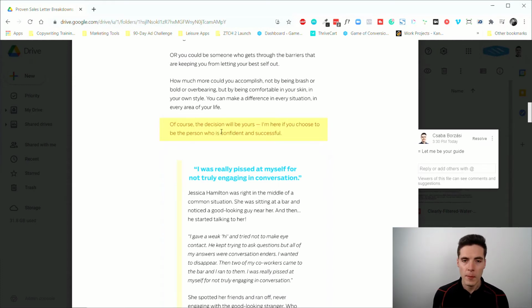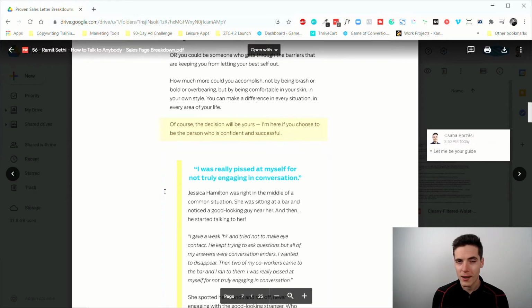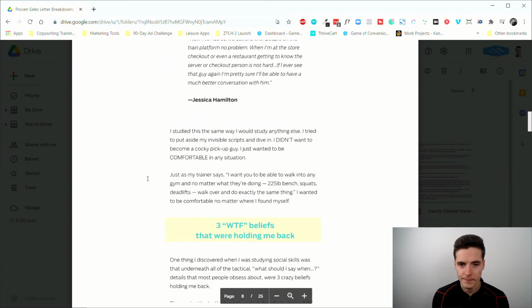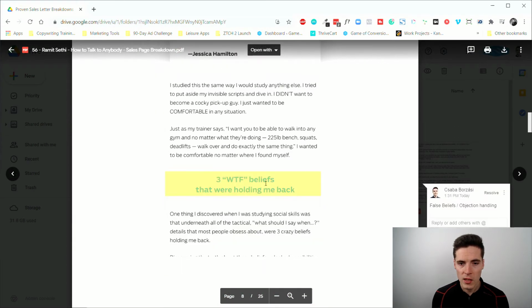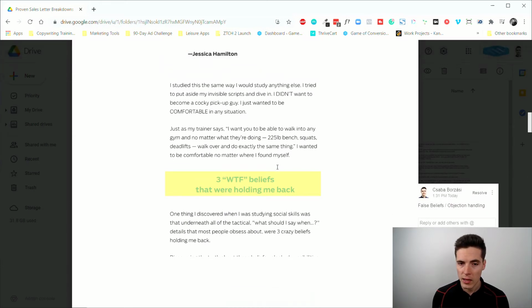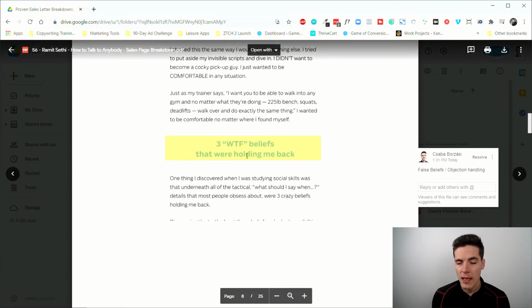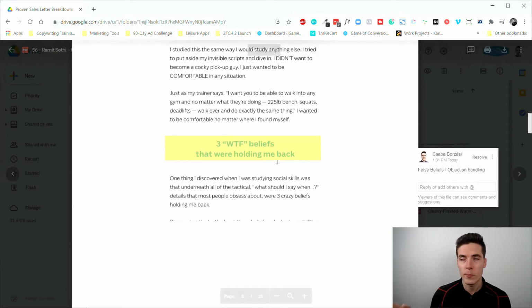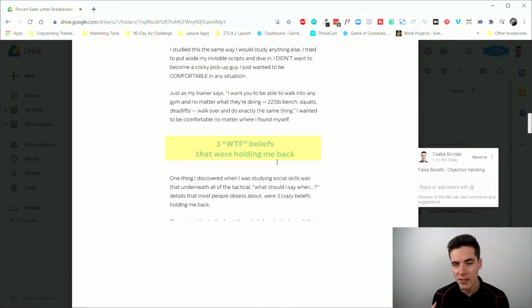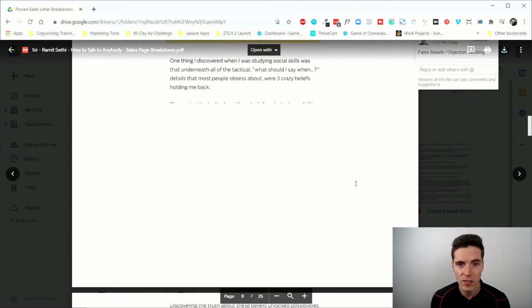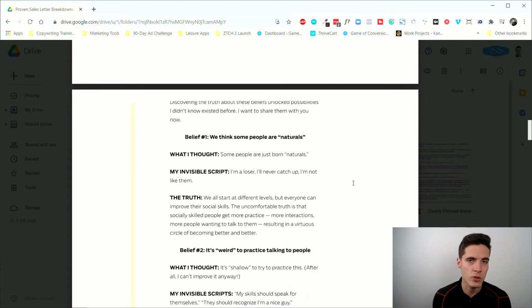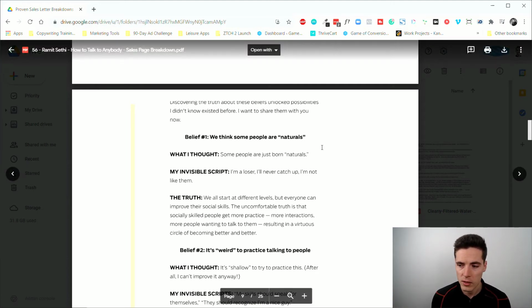I mean, there's a promise here and there's a proof, but they're both super important, proof as well. So after this, we continue. We have other false beliefs, three "what the fuck" beliefs that were holding me back. Ramit is sharing this from his own perspective, but as we read this as the reader, readers do feel like it applies to them as well. Because once again, research probably shows that this is what most people in the target audience definitely struggle with.